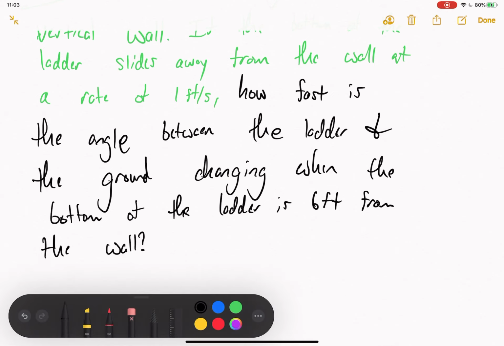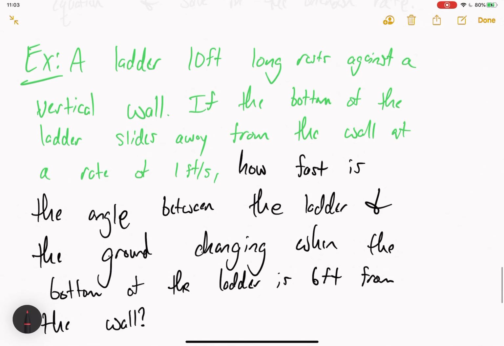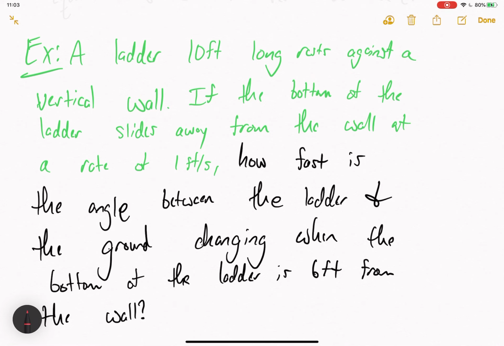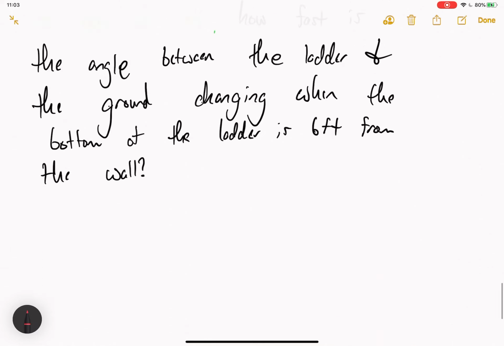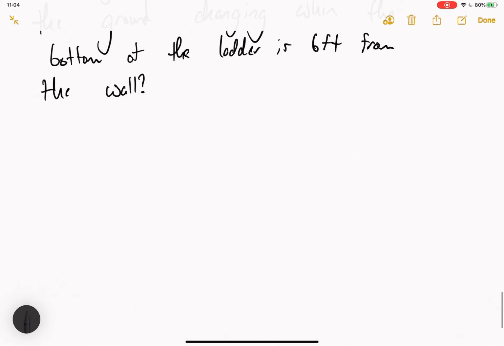All right, so I write in 2 different colors too, so you guys will love that. Basically what's happening is we have a ladder that's 10 feet long, that rests against the vertical wall. So I'm going to go ahead and draw that picture. I'm going to use black. So let's just say that's your picture.